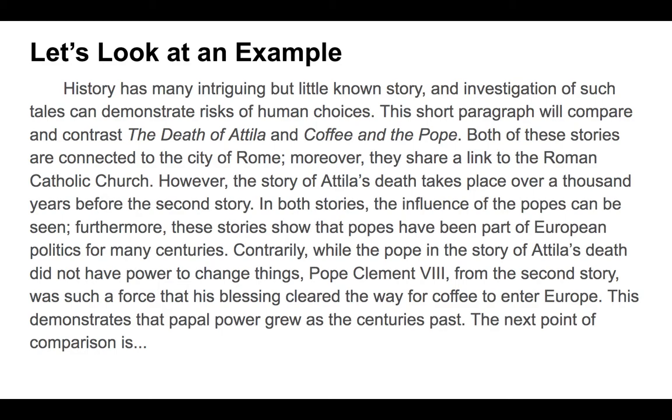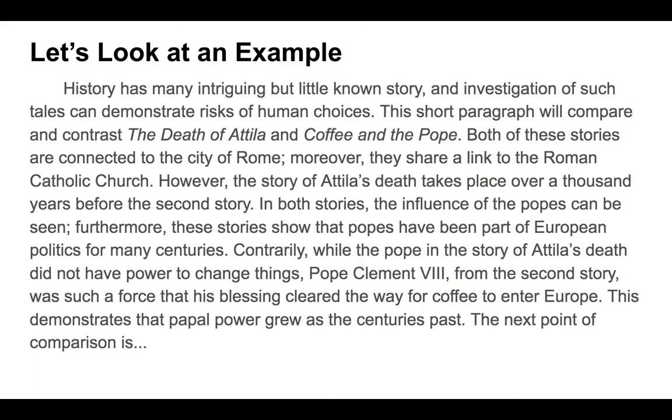Okay, so let's look at an example. This comes from the work we've been doing in class over the last couple of weeks. We've been reading these historical short stories. So I actually have written a paragraph, and let's see if the purpose is made clear within our topic sentences. So I'll read. History has many intriguing but little known story, and investigation of such tales can demonstrate risks of human choices. So I know that we're going to be looking at a history focus and that we're going to be looking at some of the risks connected to human choice.